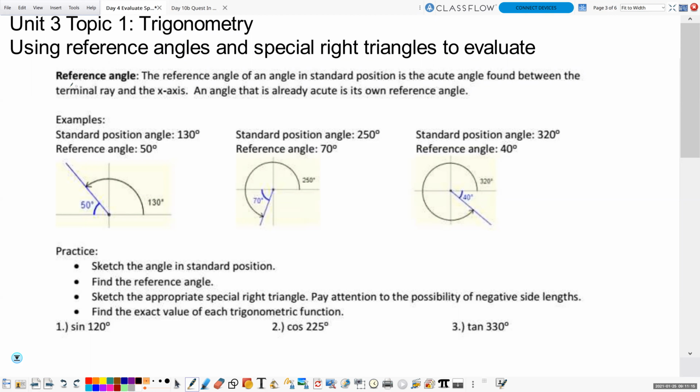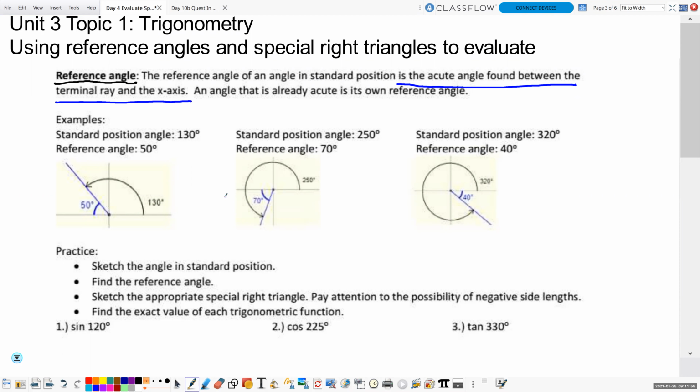If for some reason you don't have a packet, you need to write down that a reference angle, and I normally underline this for my kids who don't have the packet, is exactly what they need to write down. A reference angle is the acute angle found between the terminal ray and the x-axis. It is very important to know that the reference angle is between the terminal ray and the x-axis. If you have an acute angle, it's its own reference angle.